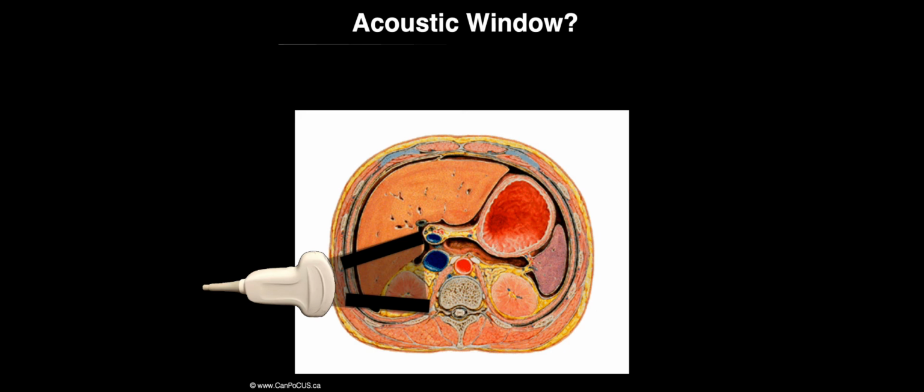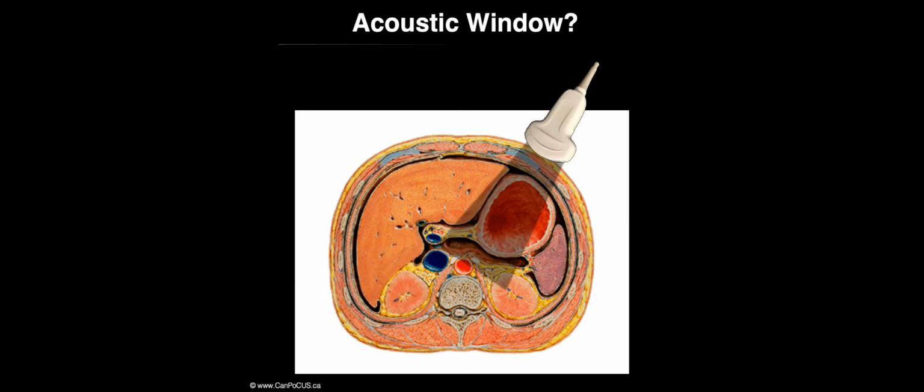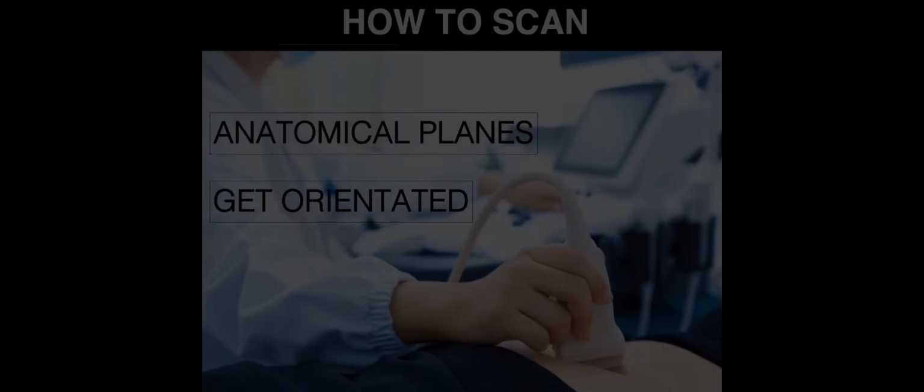Finally, assess this view. Are we utilizing an acoustic window or an acoustic wall? The transducer is placed over the stomach. The stomach is usually filled with air. Air is an acoustic wall. In order to visualize the aorta, we would need to slide the transducer medially to use the right lobe of the liver as an acoustic window.